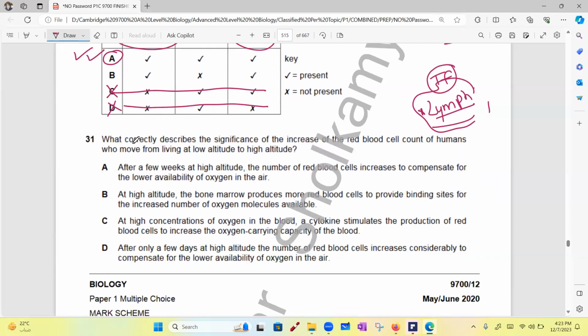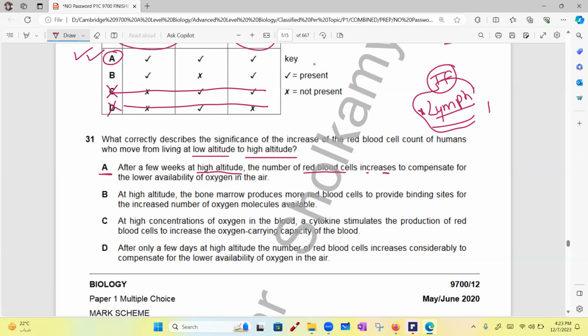Now, 31. What correctly describes the significance of the increase of the red blood cell count of humans who move from living at low altitude to high altitude? Okay, who will answer this question? Let's read together A, B, C, D. After a few weeks at high altitude at the top of the mountain, the number of red blood cells increased to compensate for the low availability of oxygen in the air. Can A be right or wrong?